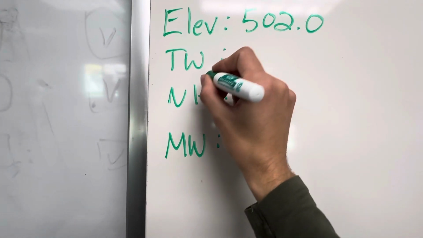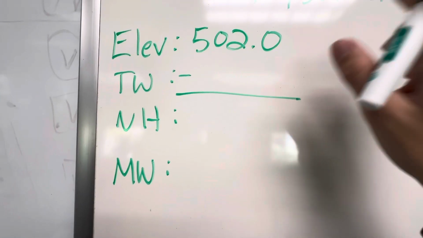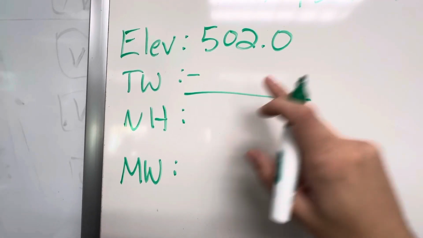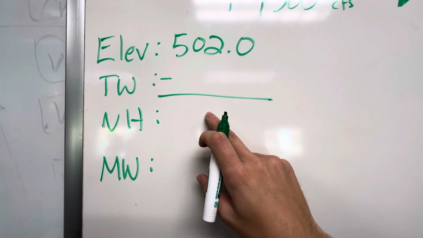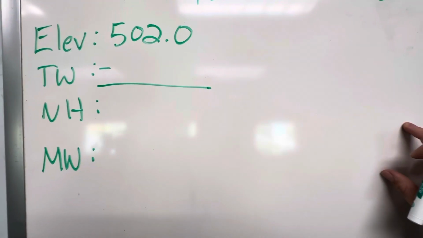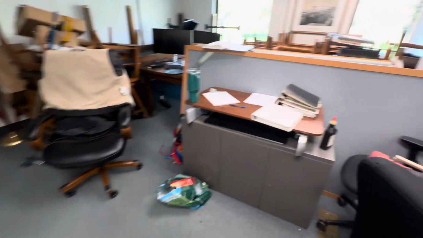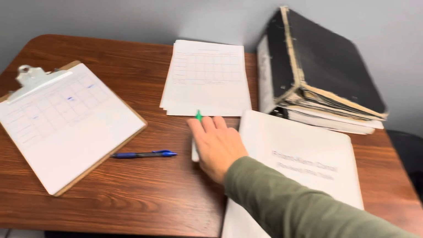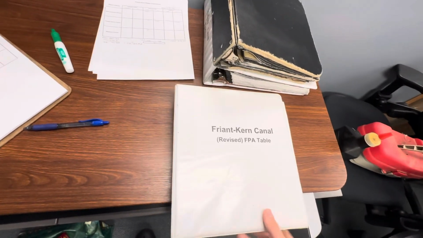Tailwater is our next step because we need to know the difference between the tailwater of the Friant Kern Canal and the elevation of the lake to get the net head. The net head is important because the larger the net head is, the more pressure there is pushing on the valves that release into the Friant Kern Canal. How we get tailwater is in the Friant Kern Canal rating table binder. It's the very first page right here. Don't go any further into it.